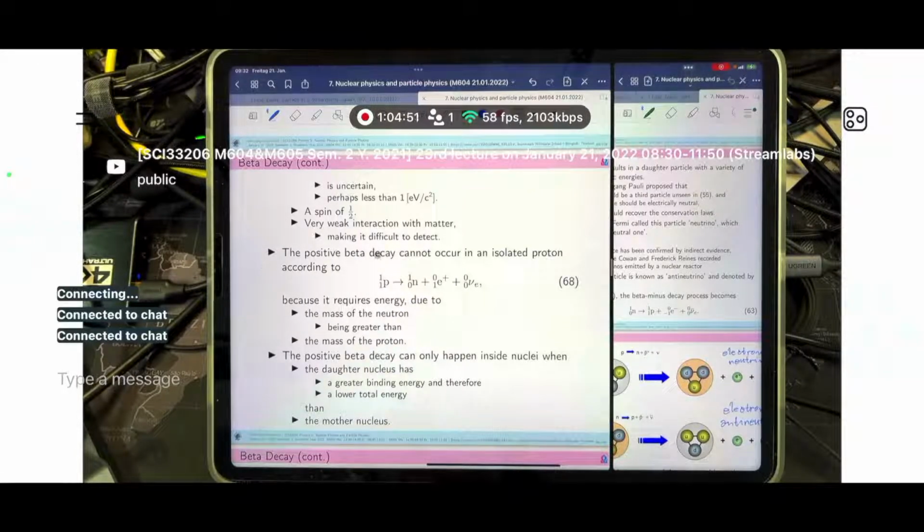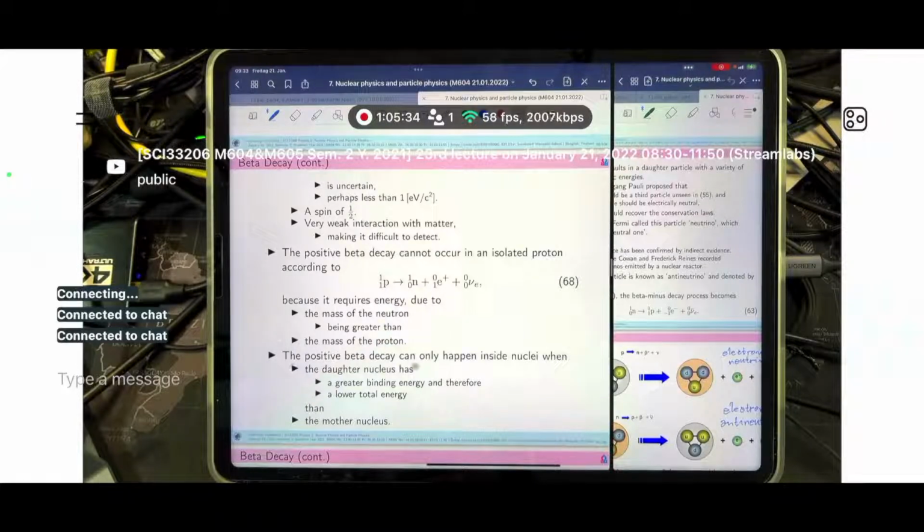The positive beta decay cannot occur in an isolated proton, according to this process, because the mass of the neutron is greater than the mass of the proton, and you have two more particles. It's impossible for this process to take place because the mass on the left hand side is less than the mass on the right hand side. So for process 68 to become true, you need to put more energy in so that the energy is converted to mass for the several particles on the right hand side.